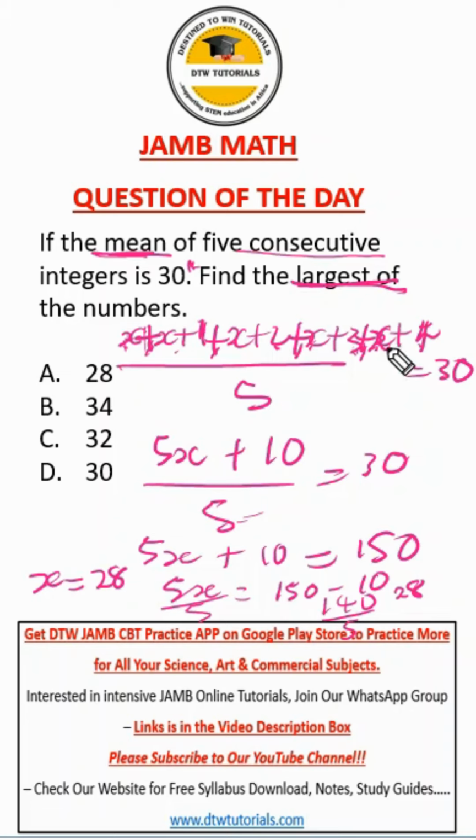The largest of the numbers will be x plus 4, of these consecutive numbers. So you do x plus 4, and our x is 28. So you do 28 plus 4. And what is 28 plus 4? That gives you 32. So our answer here is 32.